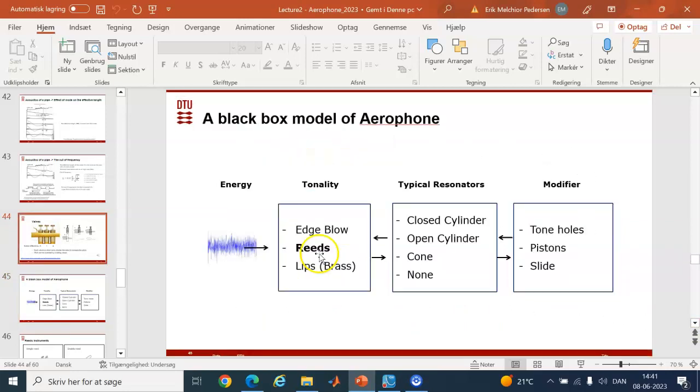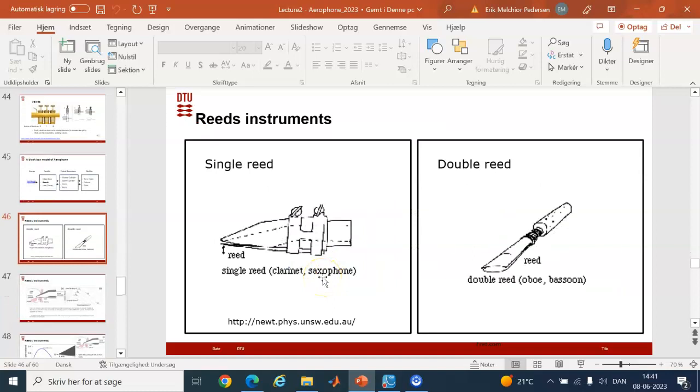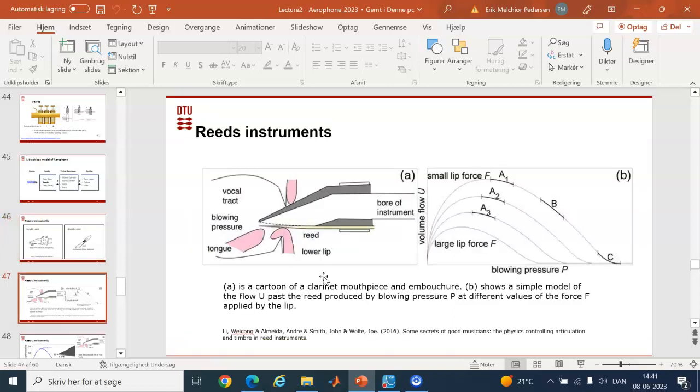Black model of aerophone reeds. Now reeds. There are reed instruments: single reed, clarinet, saxophone; double reed, oboe, bassoon. It's the same as fagot, I think. Reed instruments: vocal tract here, blowing pressure and tongue and lower lips and upper lips. Bore of instruments.